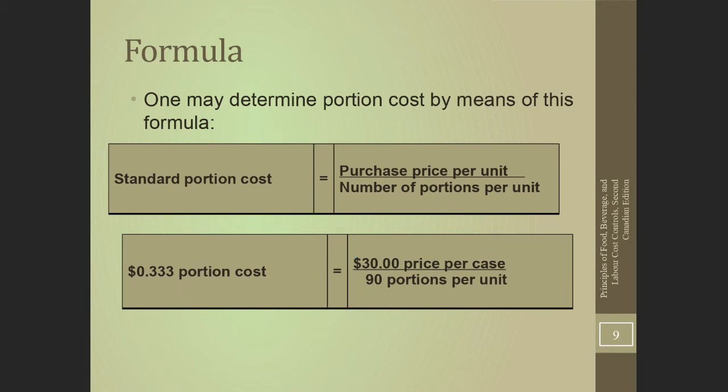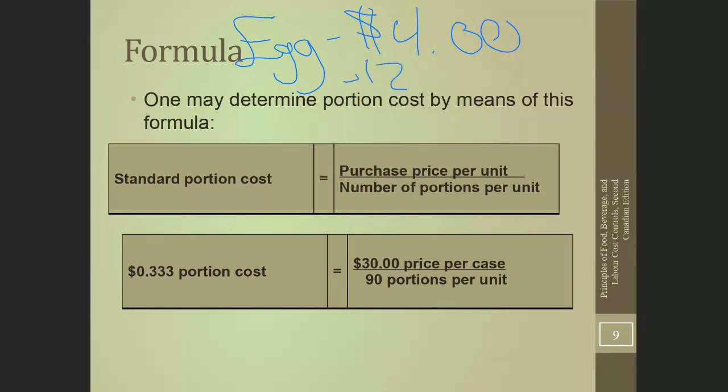A quick little example here. Let's say you buy a dozen eggs. Has anyone bought eggs recently? I did, no frills. I paid roughly $4 for a dozen eggs. So there were 12 eggs in my carton. What is the cost per egg? We'll apply the formula here. What's our cost per egg?